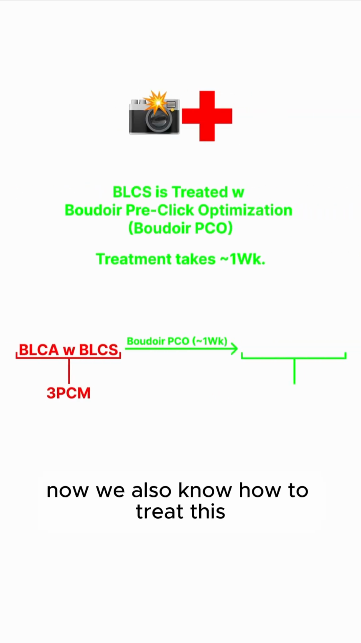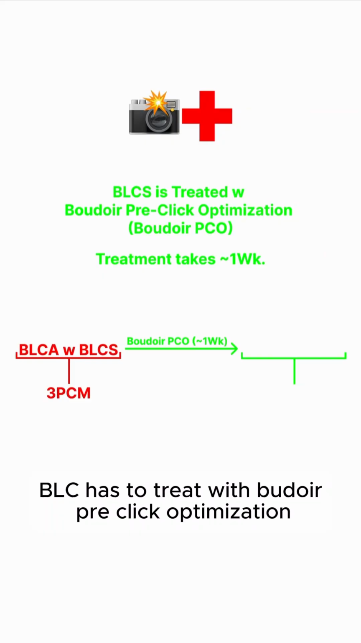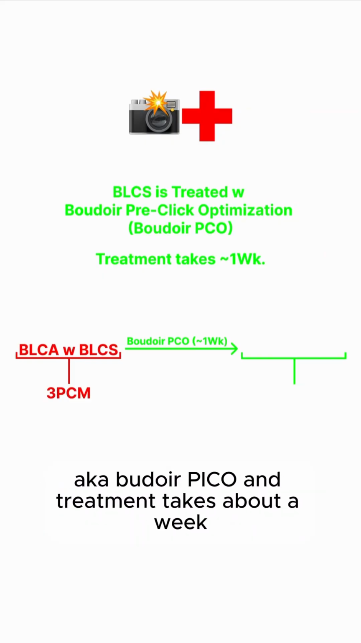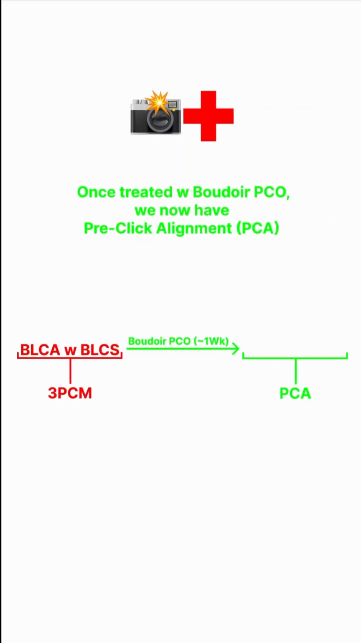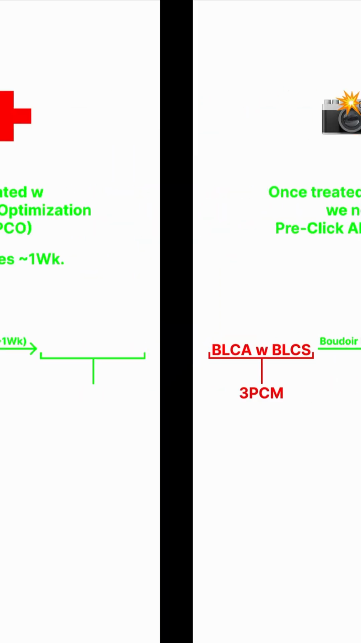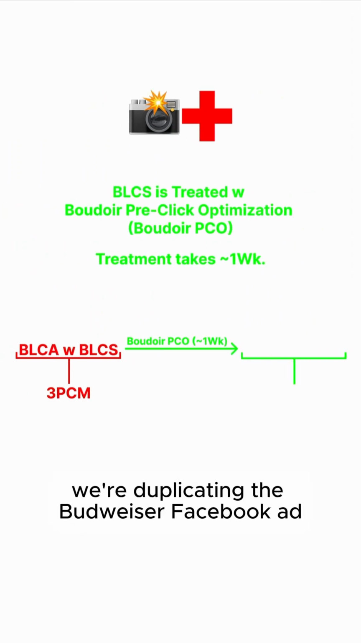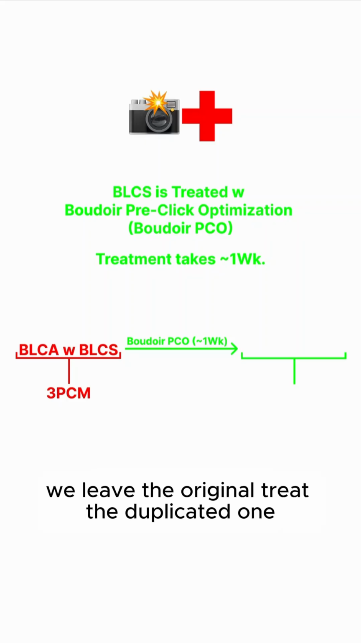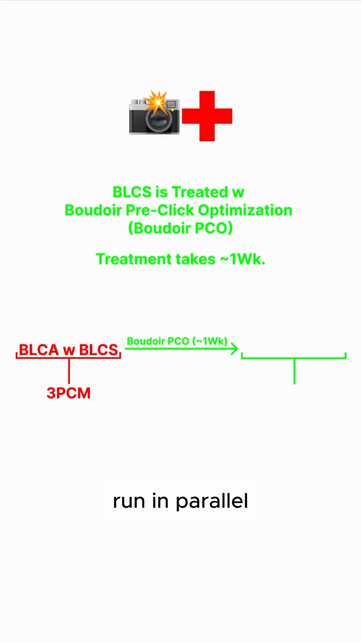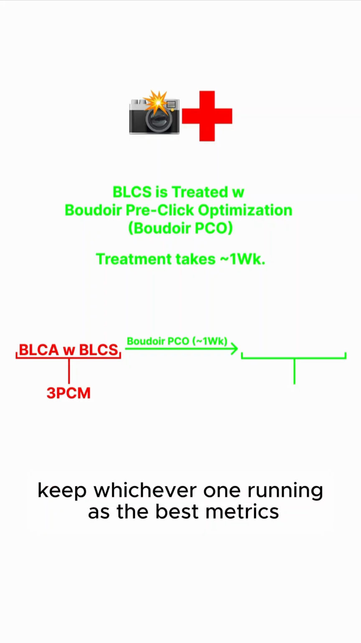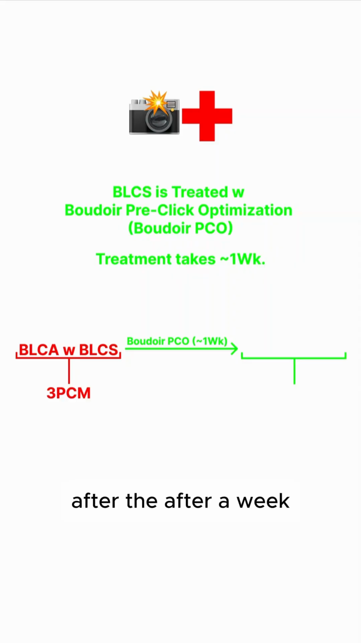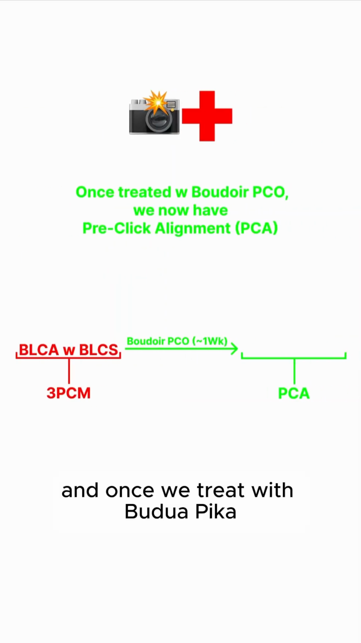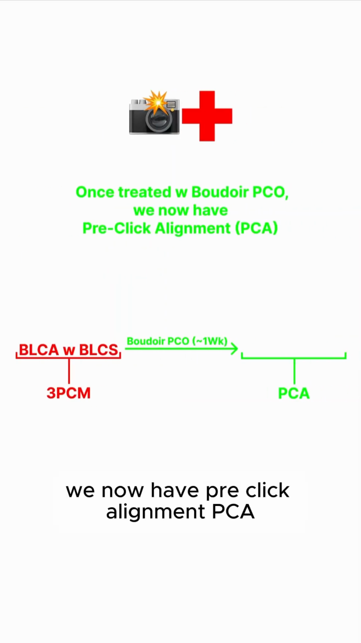Now we also know how to treat this. BLCS is treated with boudoir pre-click optimization, aka boudoir PICO, and treatment takes about a week. With boudoir PICO, we're duplicating the boudoir Facebook ad. We leave the original, treat the duplicated one, run it in parallel, and keep whichever one has the best metrics after a week. And once treated with boudoir PICO, we now have pre-click alignment, PCA.